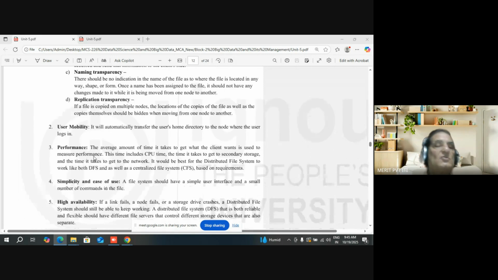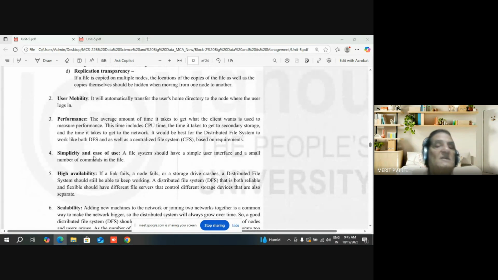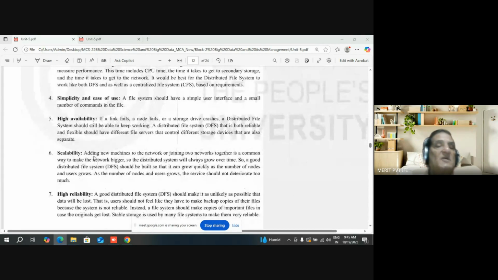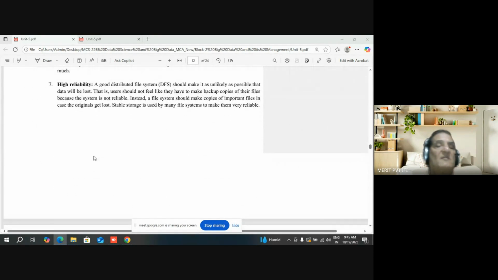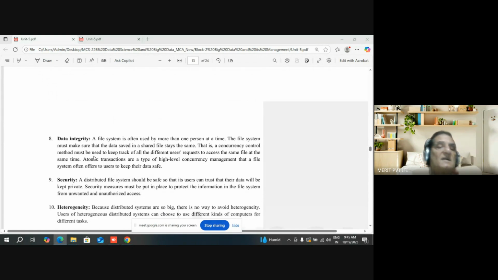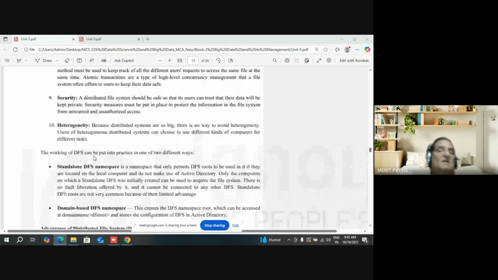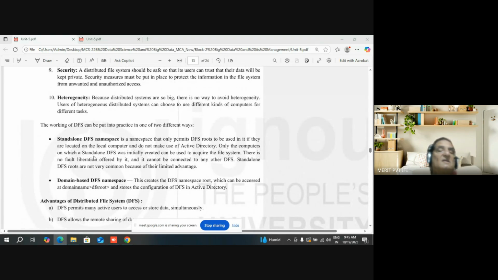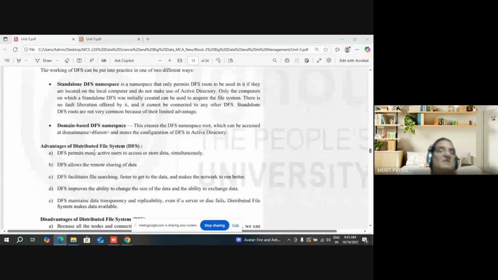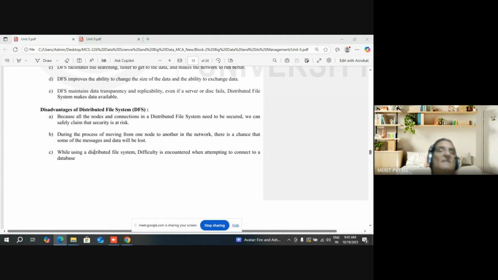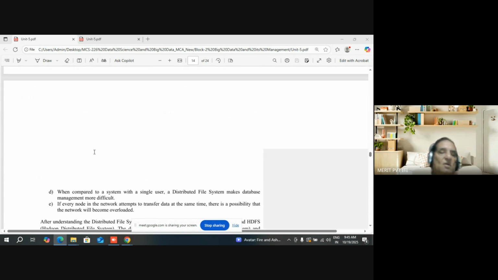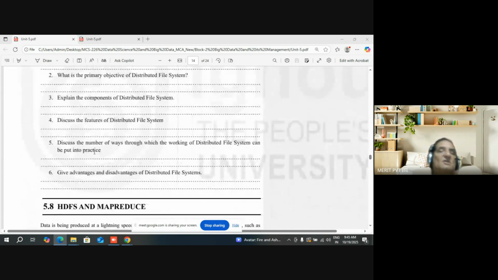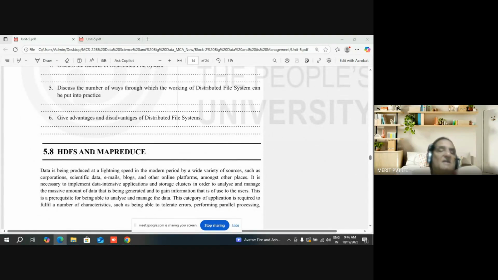Number two is user mobility, performance, simplicity and ease of use, high availability, scalability, high reliability, data integrity, security, and heterogeneity. So these are the things. The work of a DFS can be put into practice in one of two different ways, that is a standalone DFS or a domain-based DFS. This you can read and understand. And then HDFS.